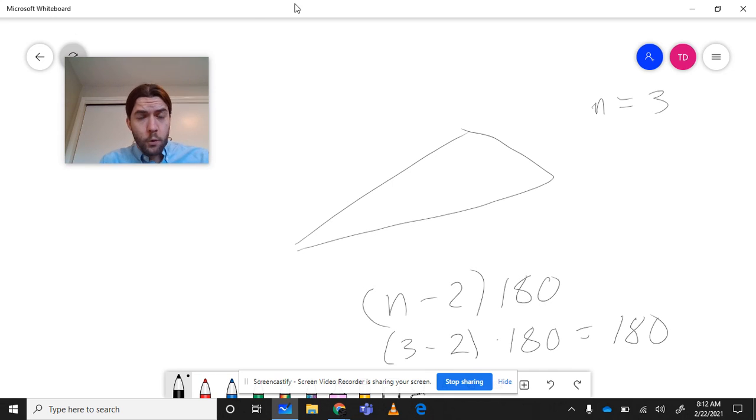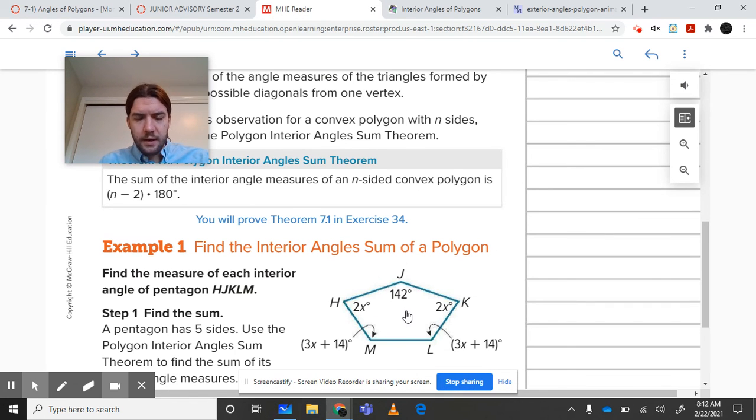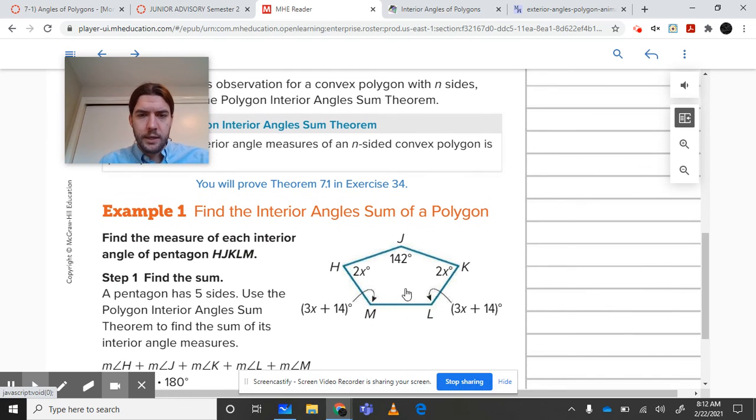And that is the formula that we're going to be using when investigating scenarios that have us looking at the inside angles of different polygons. We will take a look at example 1 in our next video.